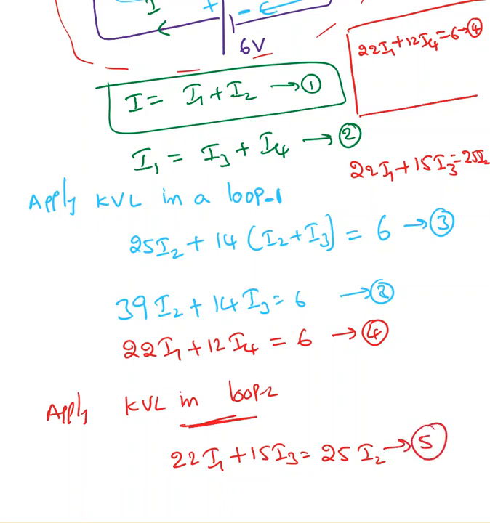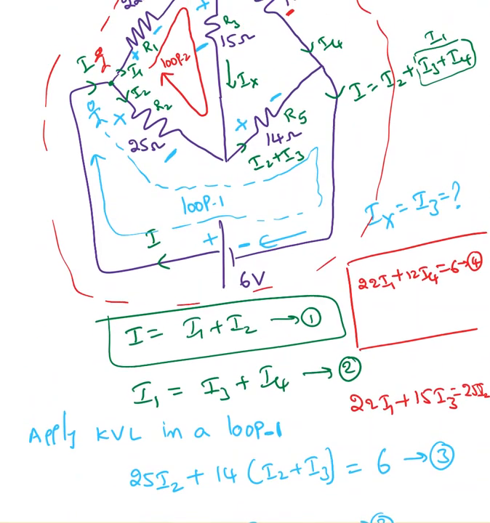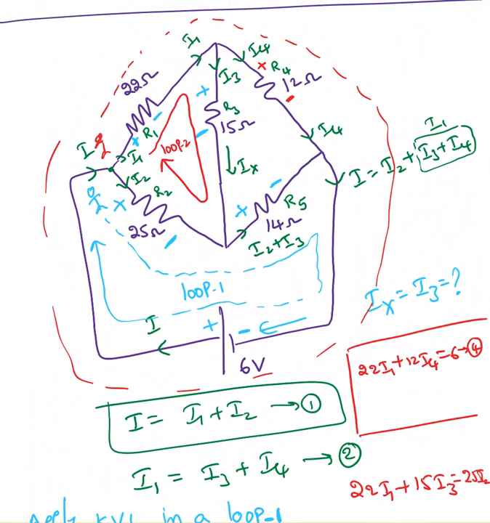So I have 5 unknowns, 5 equations. I can easily solve for Ix. There must be another way of solving this. That's called mesh analysis. Solving 5 unknowns, 5 equations is a little difficult. If I solve it by using mesh analysis, I can go with only 3 loop equations.